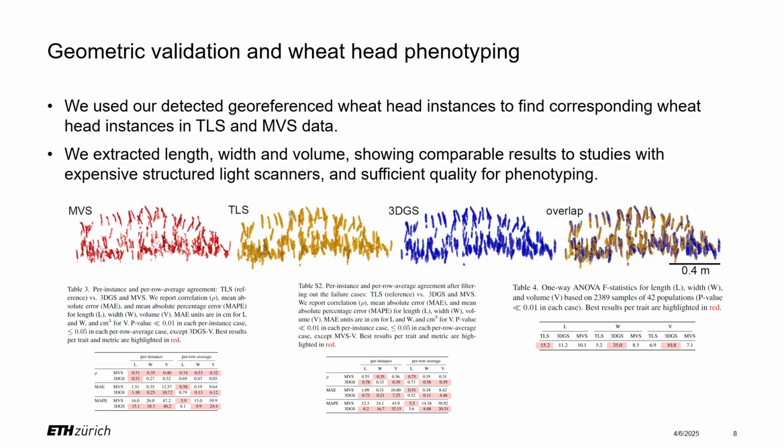We validated the geometric accuracy of our approach by comparing our extracted wheat head instances to their matches in terrestrial laser scans and multi-view stereo point clouds in terms of length, width, and volume. We achieved low per instance errors, particularly for length and width, and our results are comparable to those obtained with high-resolution structured light scanners at a fraction of the cost. Most importantly, an analysis of variance at the row level showed that our measurements provide strong discriminative power between different wheat varieties, sometimes outperforming the reference terrestrial laser scan measurements.